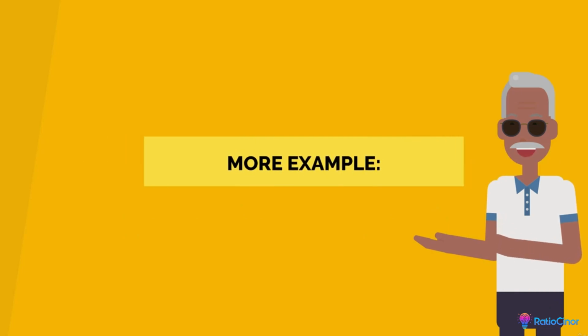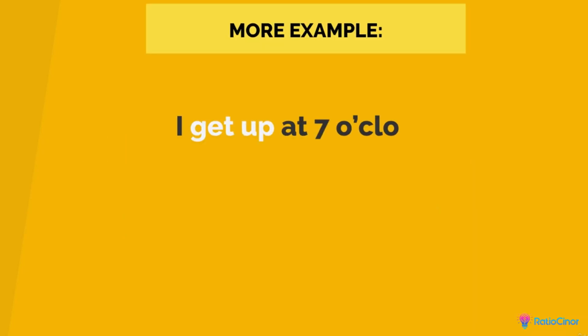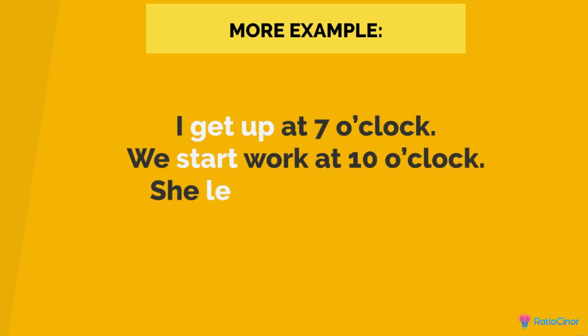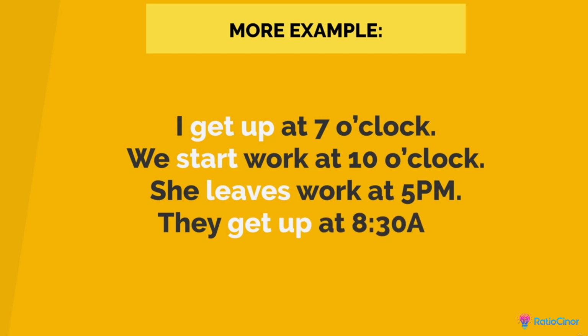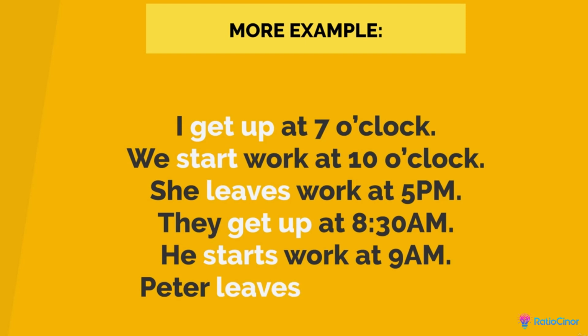More examples. I get up at 7 o'clock. We start work at 10 o'clock. She leaves work at 5 p.m. They get up at 8:30 a.m. He starts work at 9 a.m. Peter leaves work at 3 p.m.